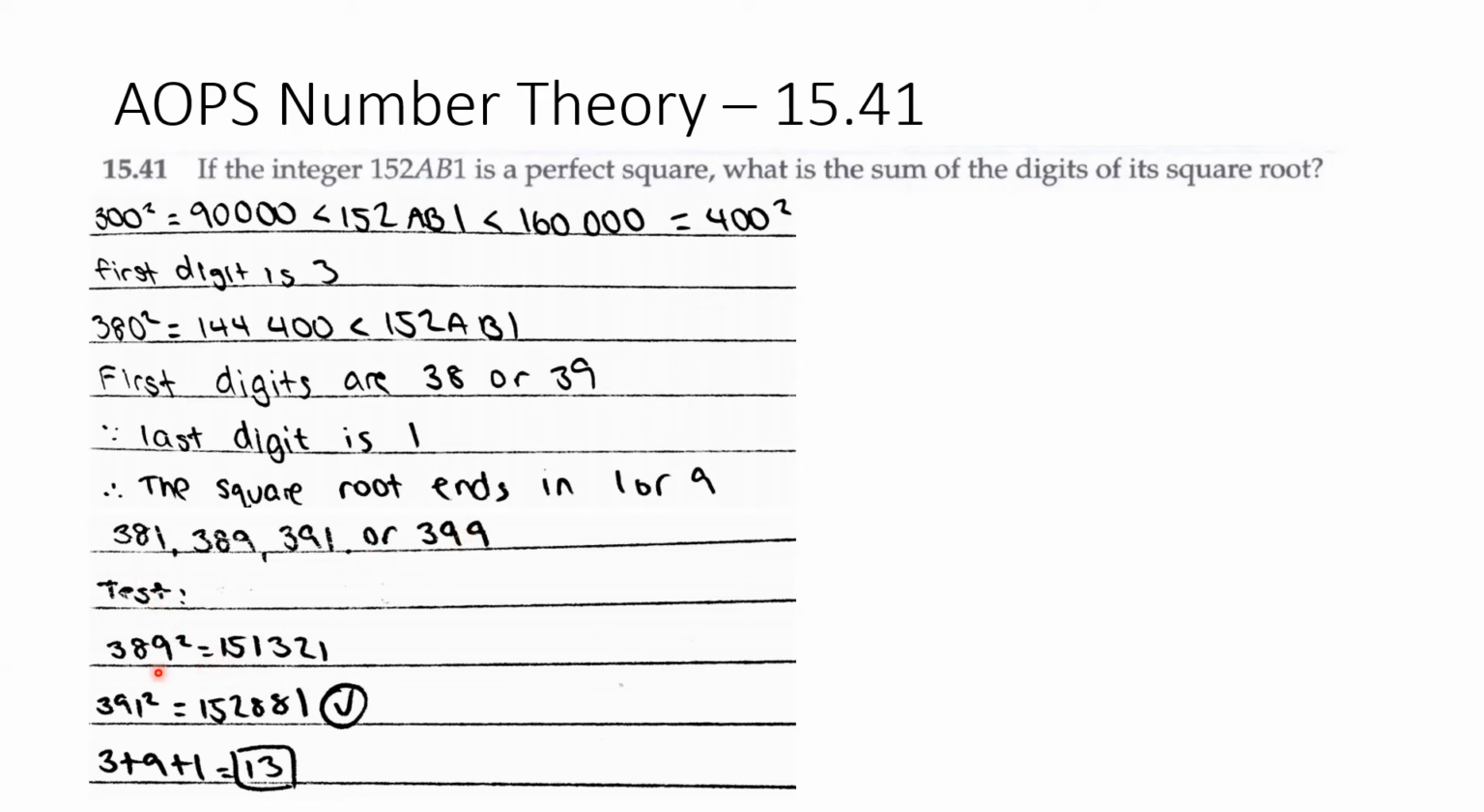So if you test all of them, first we test 389, because 380 is only this much, so we're just estimating, 381 squared probably isn't this much yet, so we'll first start from this. So 389 squared is equal to 151,321, which is still too small. And 391 squared is equal to 152,881, which matches this one, 152ab1. So the sum of the digits of its square root is 3 plus 9 plus 1, which is equal to 13.